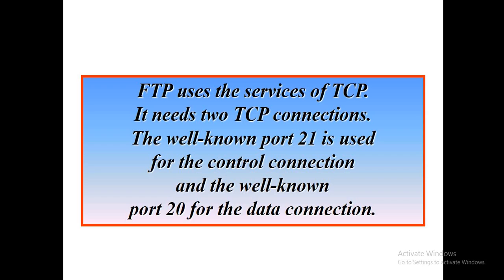It needs two TCP connections basically for FTP, that is the well known port 21 for control connection and port 20 for data connection. So, there are two TCP connections, one for control, the other one for data. First, when the FTP connection is established between the client and the server, it uses port number 21 for control connection. Later for data transfer, data connections are established on port number 20 on the server side.